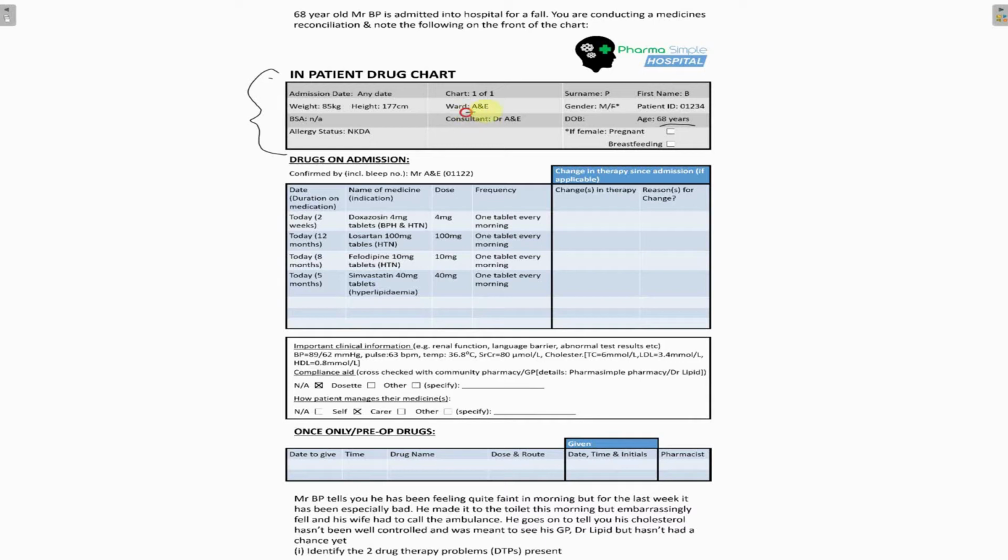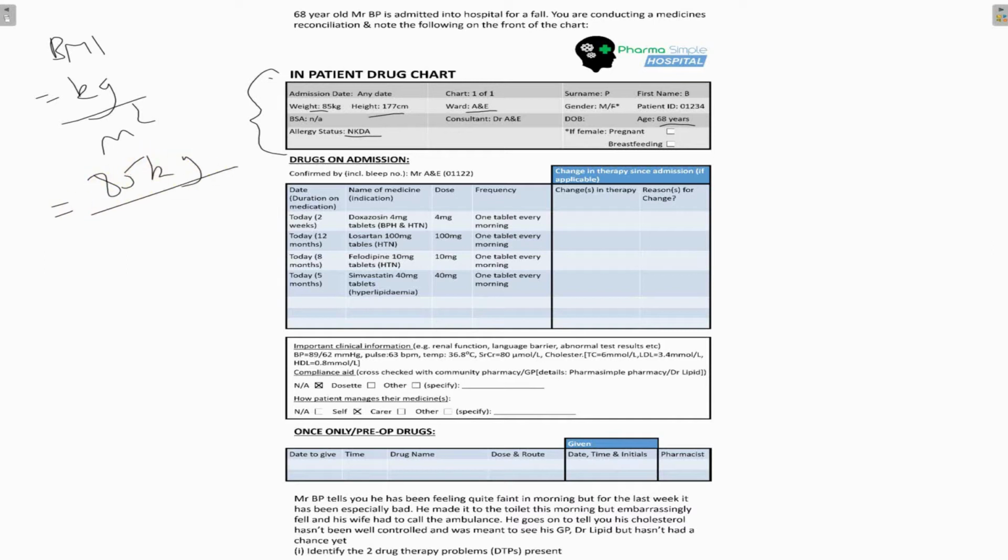So we've got that the patient's been admitted into A&E. We've got that they've got no known drug allergies. We've got the weight and the height, so we can actually work out the BMI, the body mass index, which is good to know how to calculate, which is kg over meter squared, which is 85 kg.